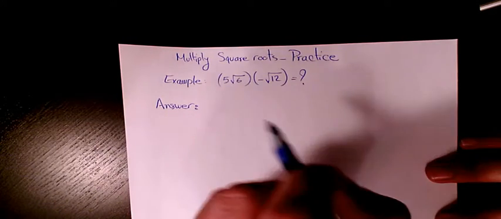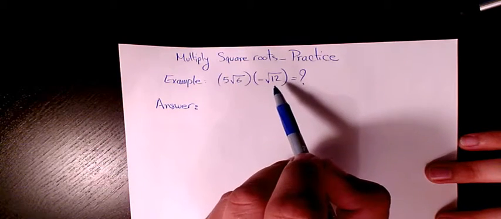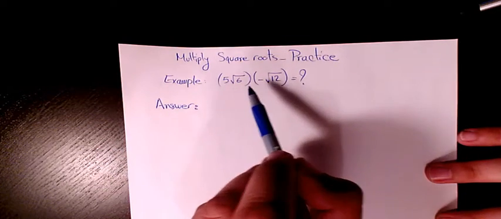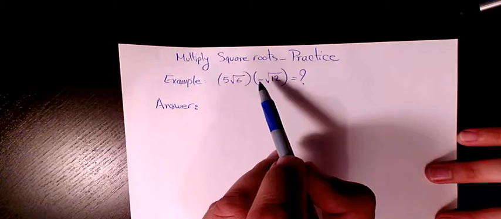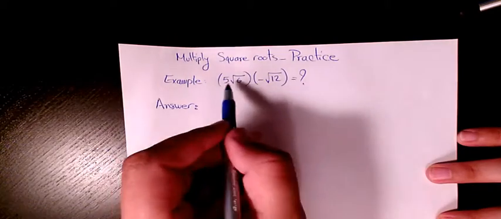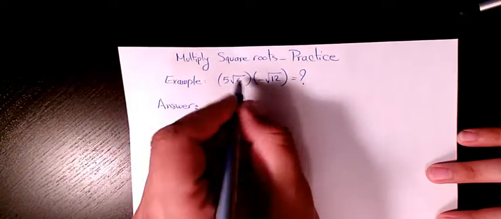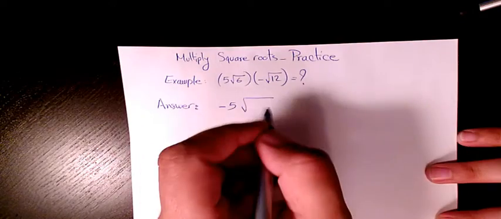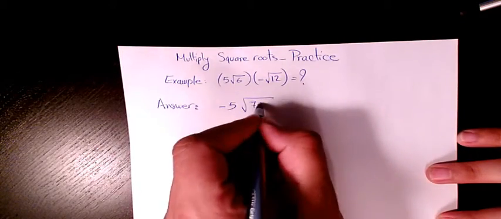In this video I want to show you how to multiply square roots and then simplify it. The first example I have is 5 root 6 times negative root 12. 5 times negative 1 is going to be negative 5, and then square root of 6 times square root of 12 is going to be root 72.